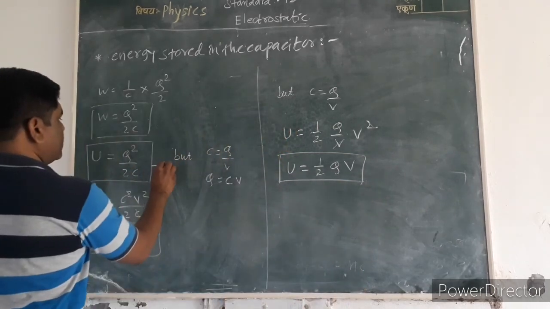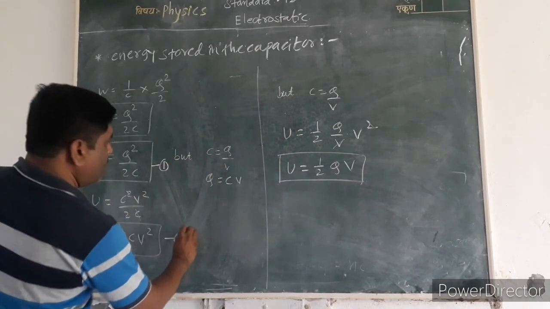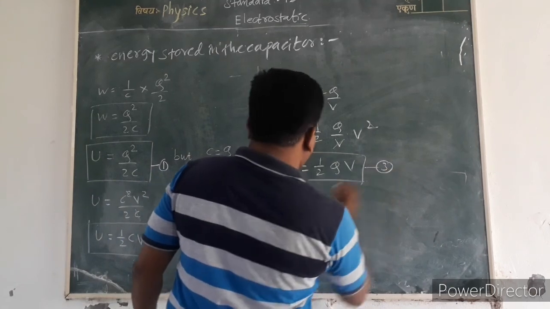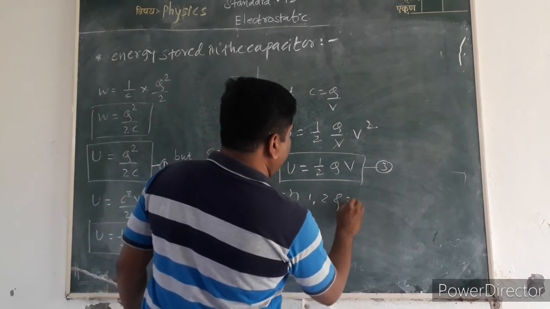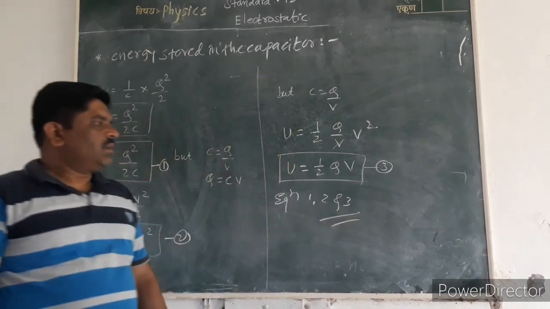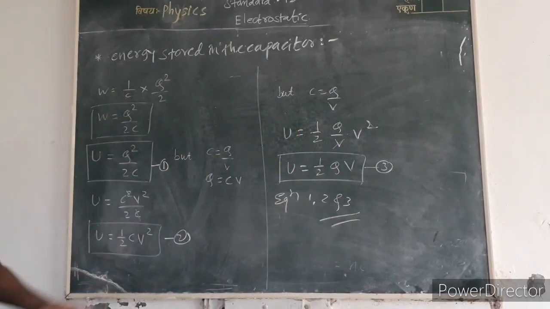These are the first, second and third equations. The equations 1, 2 and 3 give the total energy stored in the given capacitor.